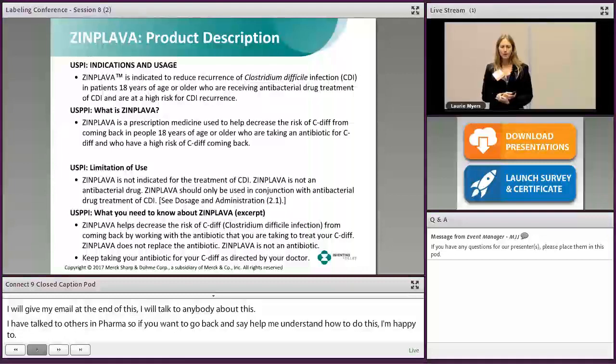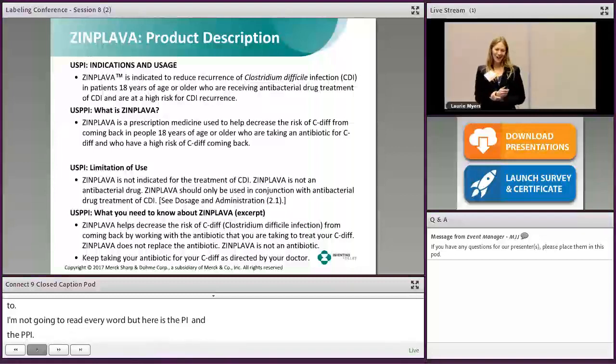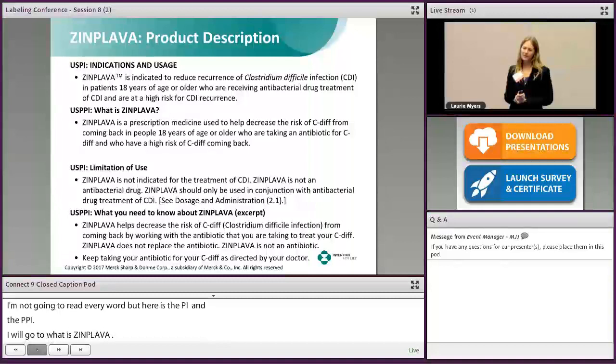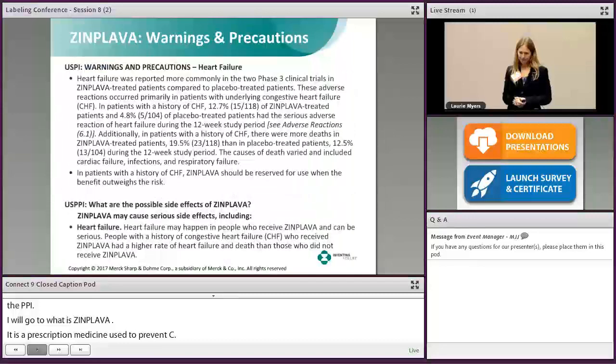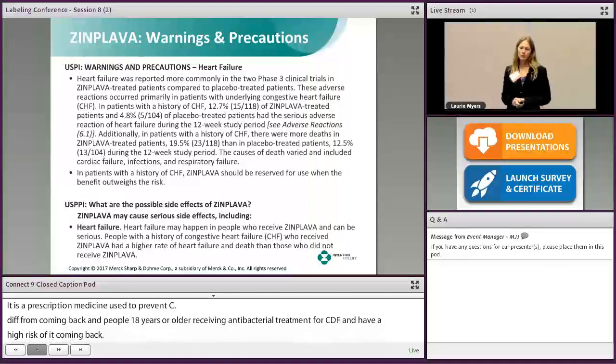Again, I'm not going to read every word. But here's the PI and here's the PPI. So I'll just go to what is ZINPLAVA. It's a prescription medicine used to help decrease the risk of C. diff from coming back. It was at least close to what we originally had. In people 18 years or older who are receiving an antibacterial drug, who are taking an antibiotic for C. diff and who have a high risk of C. diff coming back. I'm going to keep going.